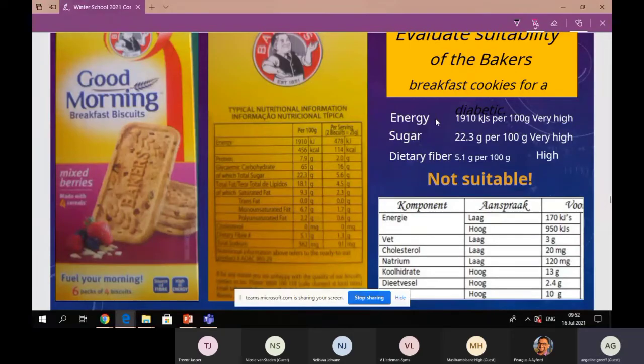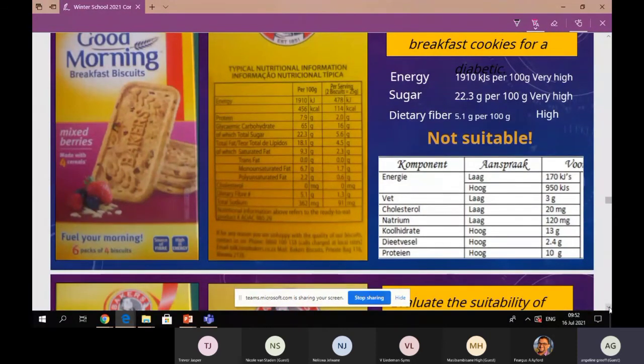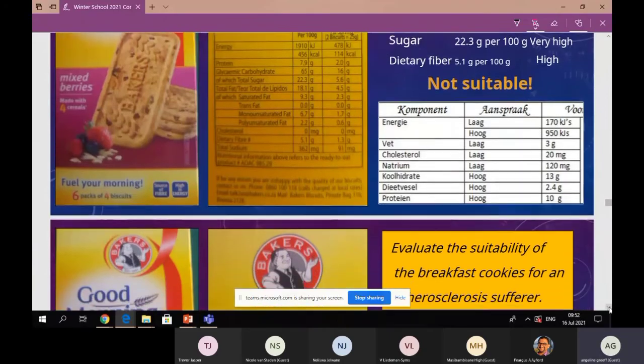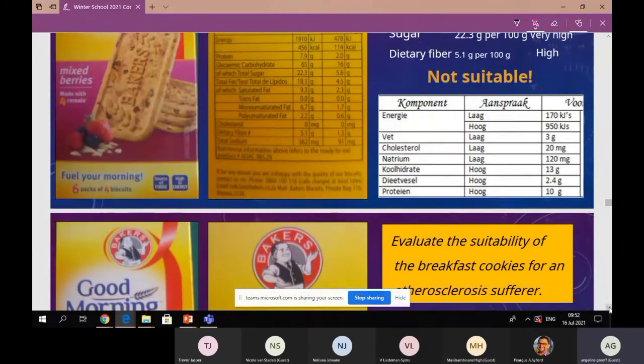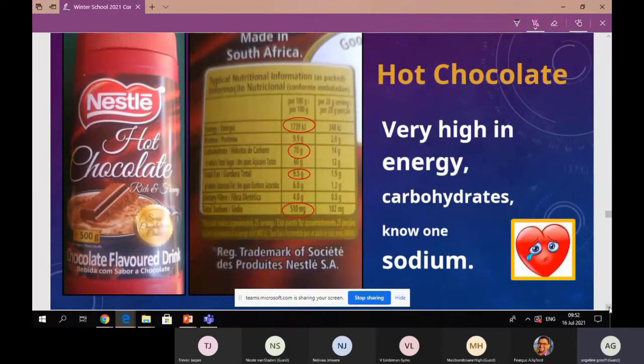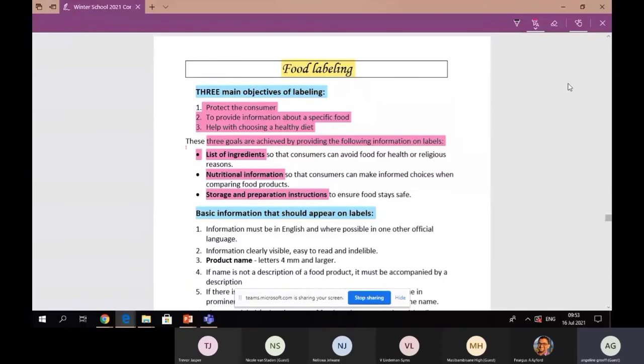Okay, so there are certain things that you want to go and have a look at, like energy. Okay, so you have a look at the energy and you see the energy is 1,910 kilojoules per 100 grams, which is very high because everything is compared to that 100 grams over there. The sugar is also very high. Okay. So when you are given something like this, you should also be able to look at what is on the label and then check to see whether it is high or low and whether it is suitable or not. Okay. So keep that in mind as well. I'm going to step off. And then we're going to go into food labeling.